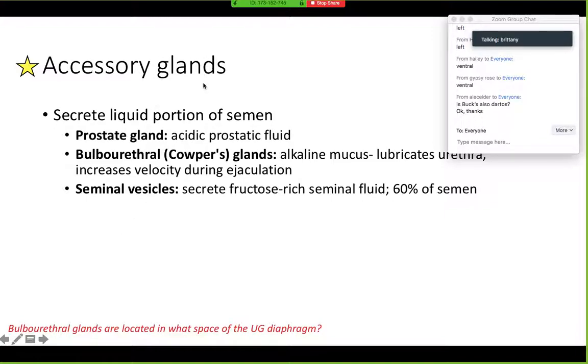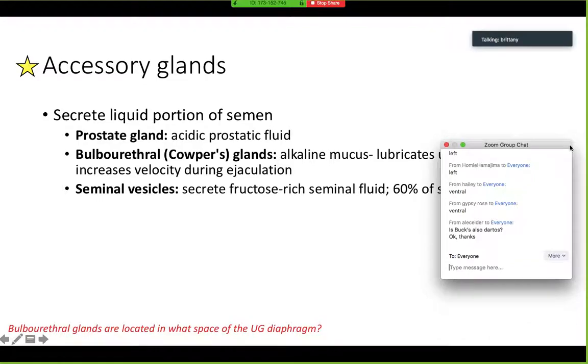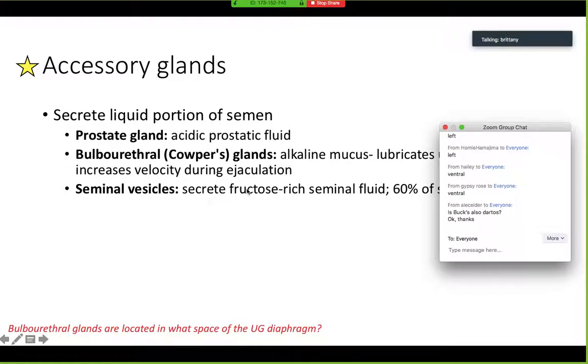Okay, accessory glands. So we got a question on the lecture exam about this last year. It was basically asking, she's going to pick one of these and ask what it contributes to the formation of semen. So, you want to know that the prostate gland contributes the acidic prostatic fluid, the bulbourethral glands contribute an alkaline mucus, and then the seminal vesicles secrete a fructose-rich seminal fluid. So make sure you know what each of these are secreting.